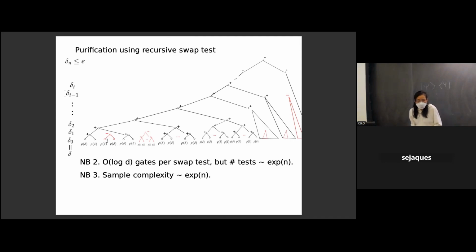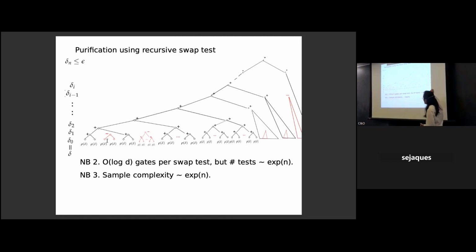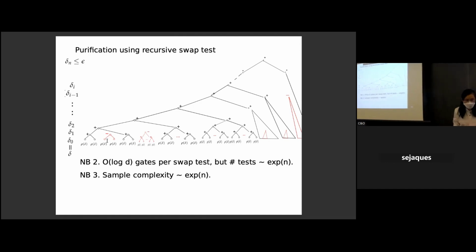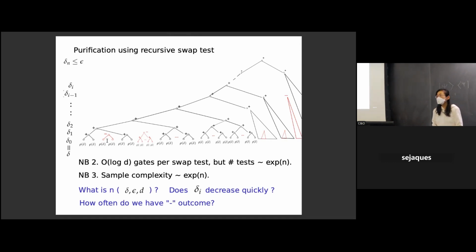And then the next thing to ask is how many samples do we need and how many gates do we need to perform this? It is obviously exponential in the number of equations. The sample complexity is at least exponential in n, and the number of swap tests is the non-lead registers, roughly the same, so that is also exponential in n. So what we want to ask is, how many iterations will we need to purify the state? How quickly can we suppress the noise?